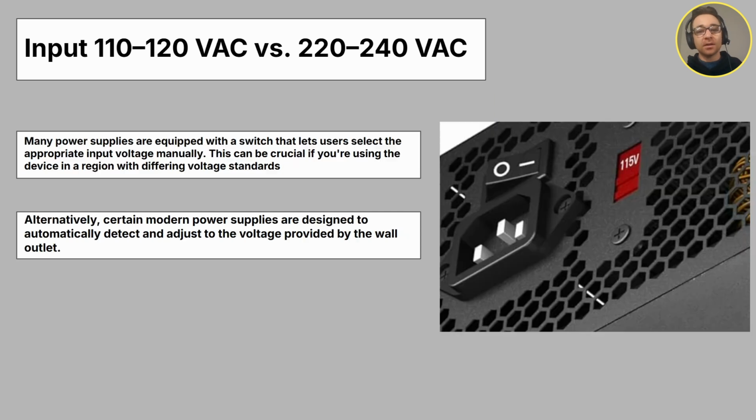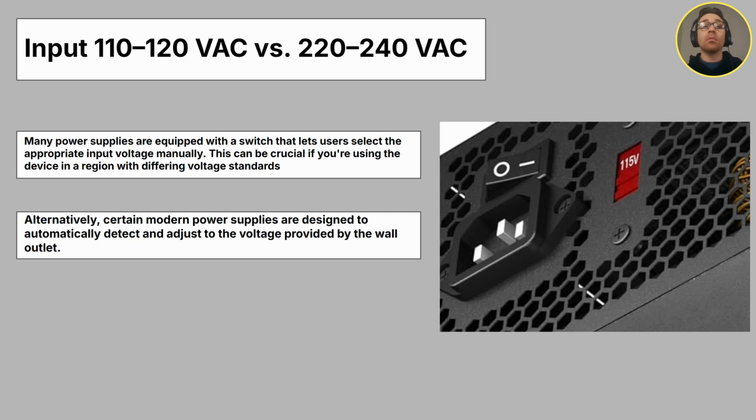So tackling that issue, many power supplies are equipped with a switch that lets users select the appropriate input voltage manually. You may have a switch over here. This one is 115 volts. The other one would say like 220, 240, maybe 230, etc. So you could manually flick that switch to change the voltage that the power supply unit is working on to bypass this issue.